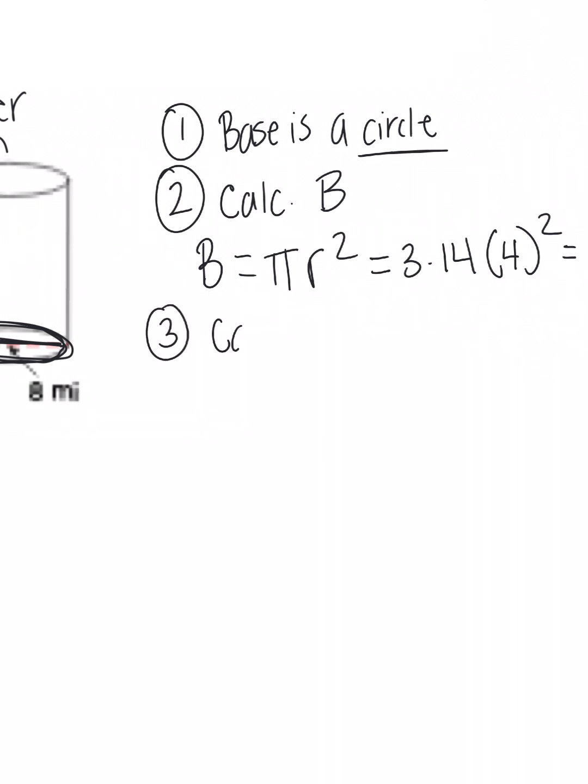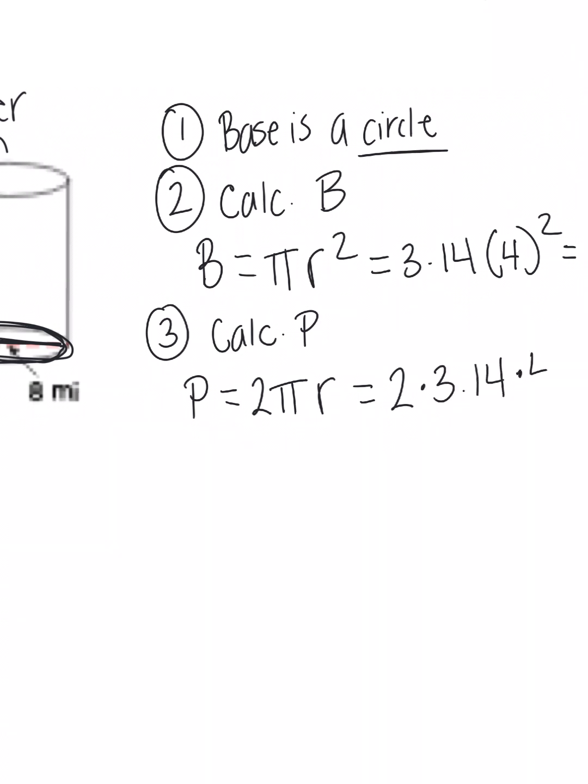Step 3, I'm going to calculate P, which again is perimeter of the base. Remember, when we hear perimeter, you want to think circumference or arc length. So that's going to be that 2 times pi times radius formula. So the perimeter of a circle is always the circumference, right? So P is going to be 2 times pi times radius, which again, I'm going to use 3.14. All right, when I actually multiply those three things, I should get about 25.12.